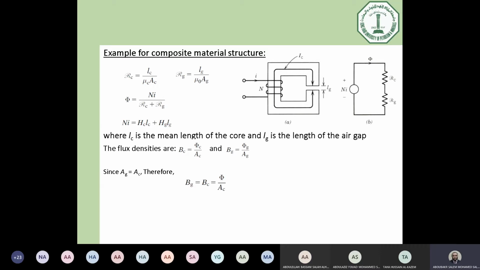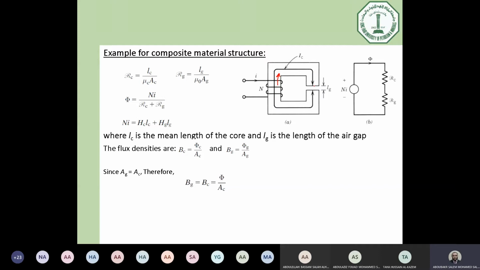Lower. Upper. Yes. Upper. So we assume here, because of this current direction, the flux direction will be in this way. So in this direction. It's going to move in this direction, is it right? Yes. Right. So the flux is going to move here in that direction, and when it reaches the air gap, what will happen?